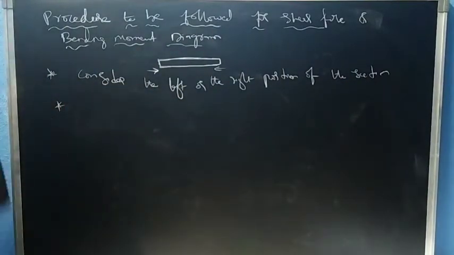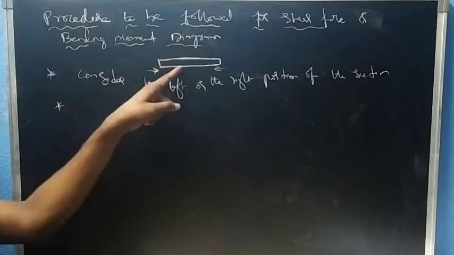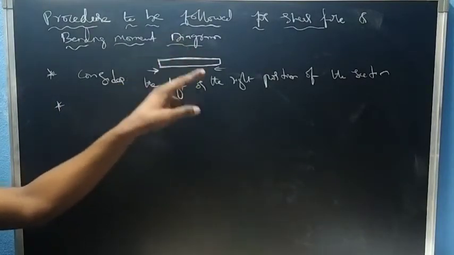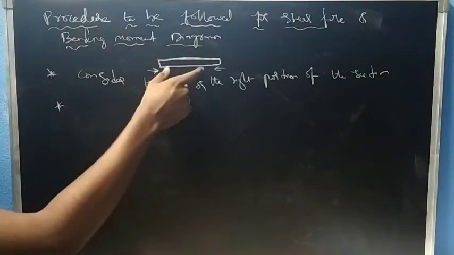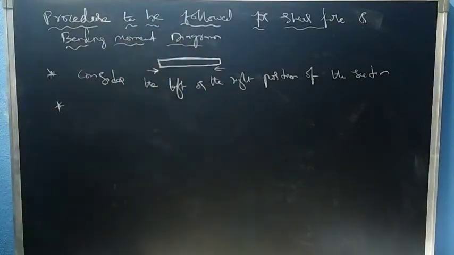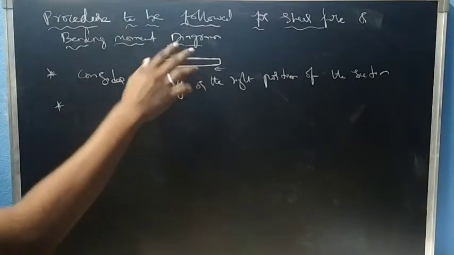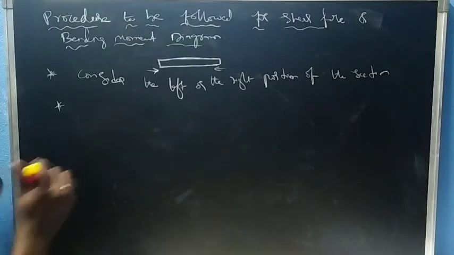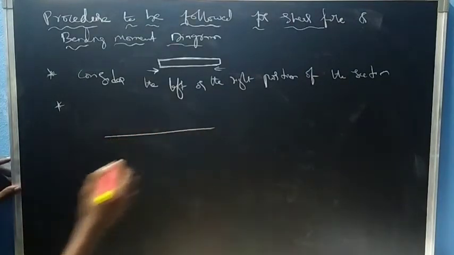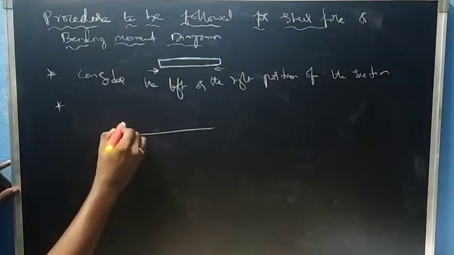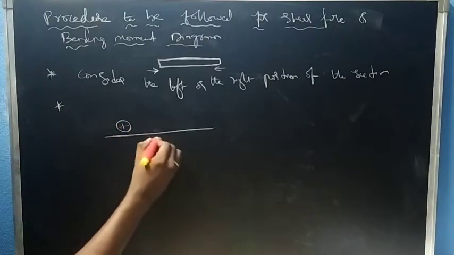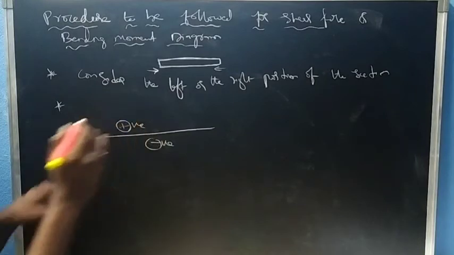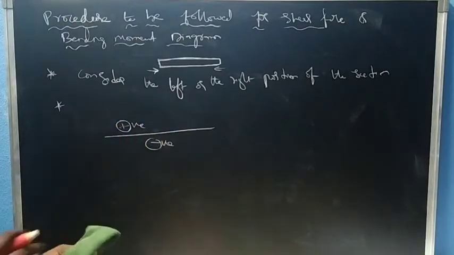Second point, the values of shear force and bending moment are plotted over the baseline. So we have to plot shear force and bending moment over a baseline, and negative values below the baseline. Suppose we draw a baseline. For the positive value we show above the baseline. For negative value we show below the baseline. Right?